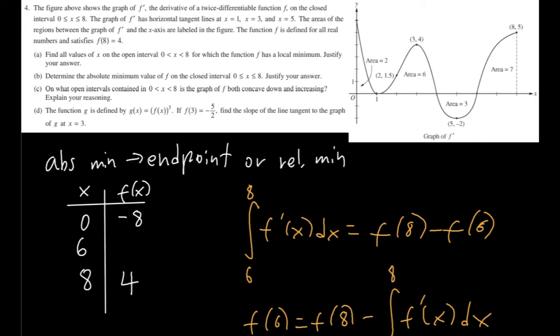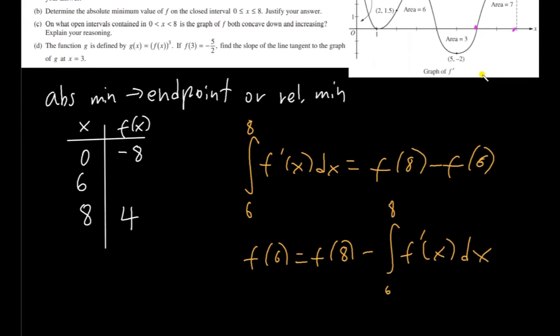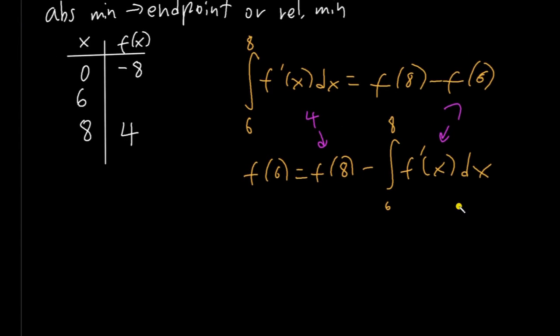Well, let's see. We're going from 6 to 8. You can see that the area there is 7, right? So, again, this is 4, and this is 7. So f of 6 equals 4 minus 7, which is negative 3. So f of 6 is negative 3.